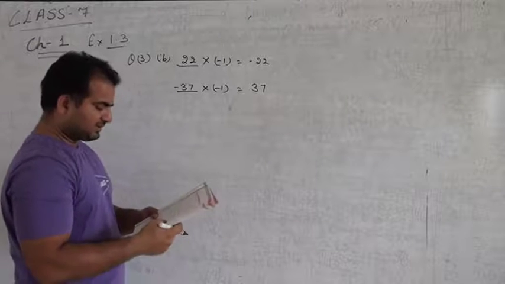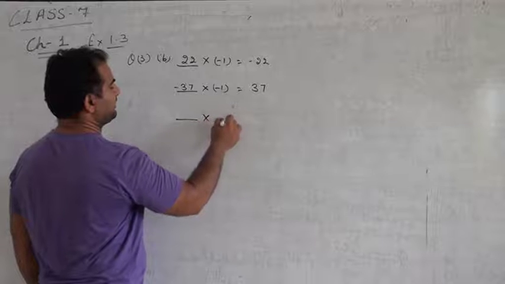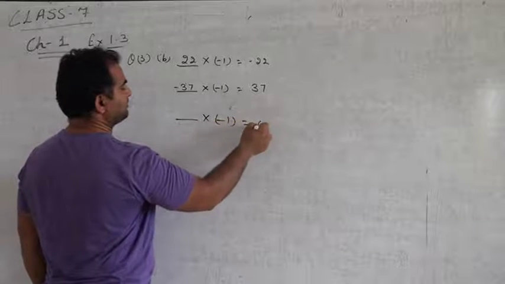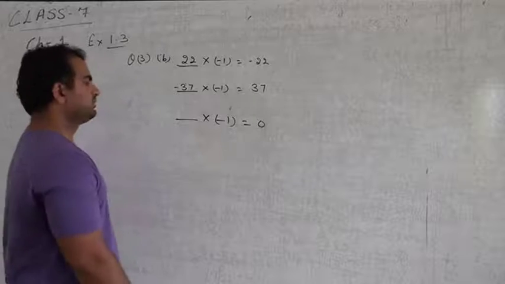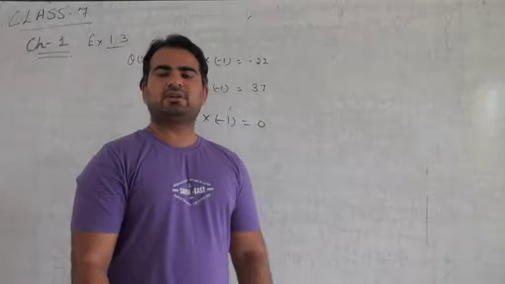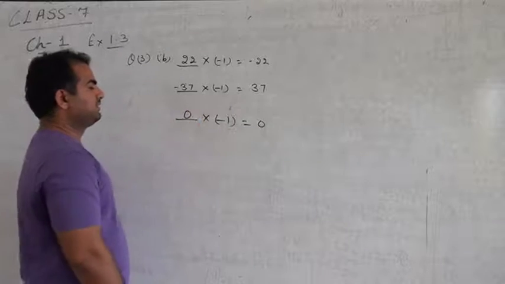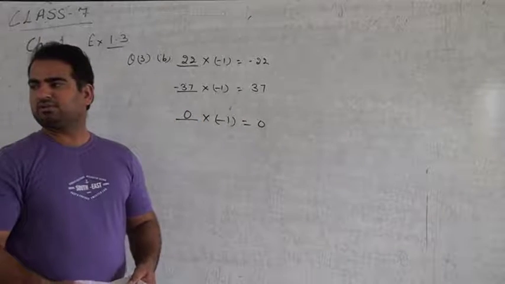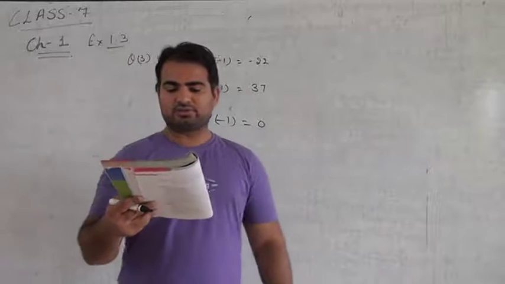Done? Next is 0. What should minus 1 be multiplied by so that the answer becomes 0? If we want the answer equal to 0, we have to multiply the digit by 0. Okay, 0 is the final answer. 0 into minus 1 will be 0. Done?